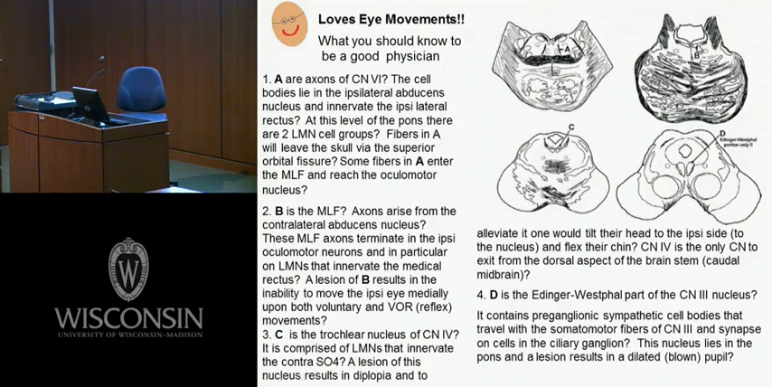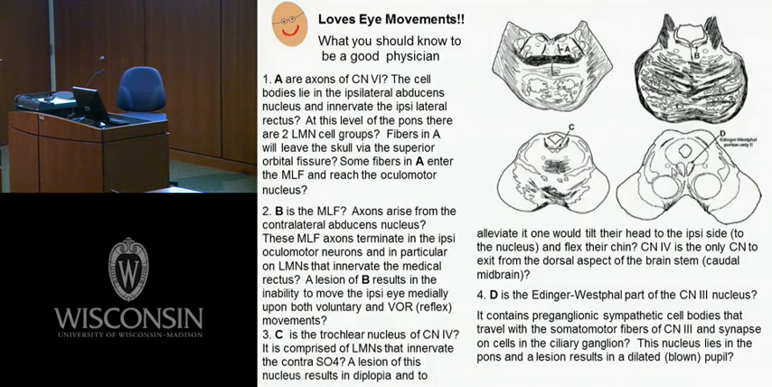B is pointing to the MLF. You should know its cell bodies are in the contralateral abducens, and that its axons go up to the oculomotor nucleus on the same side to innervate medial rectus neurons. C is the trochlear nucleus. Underneath it is the MLF. This is a nucleus that has cell bodies that go up and over and innervate the superior oblique.